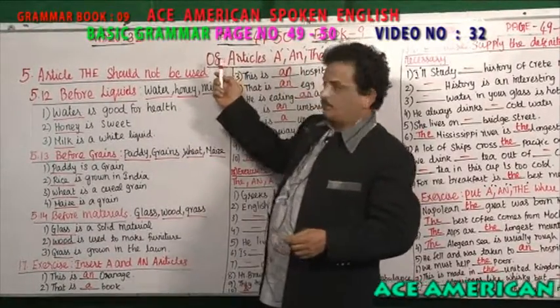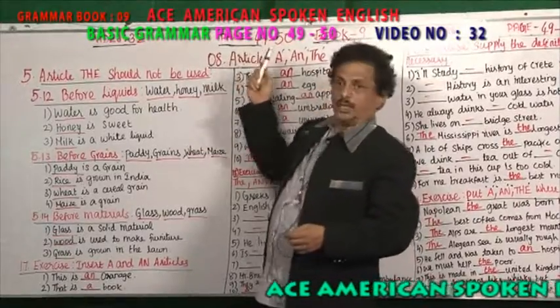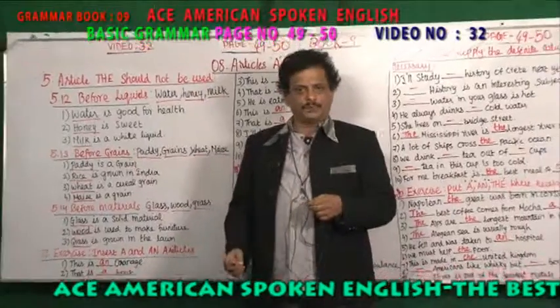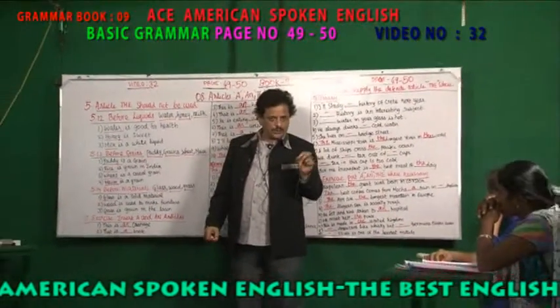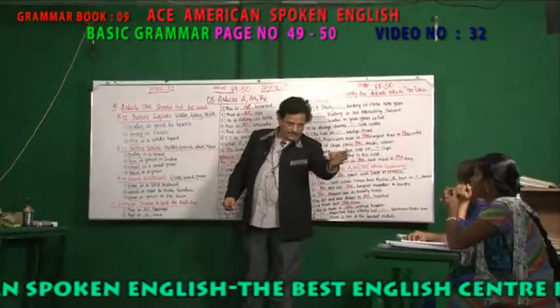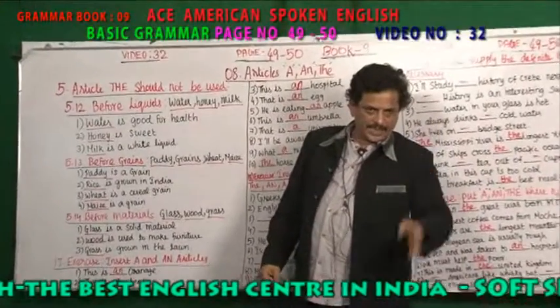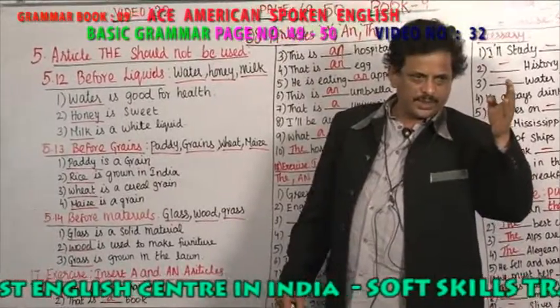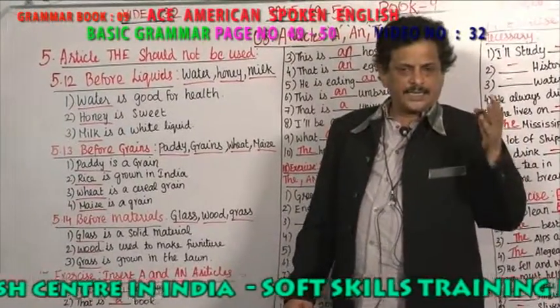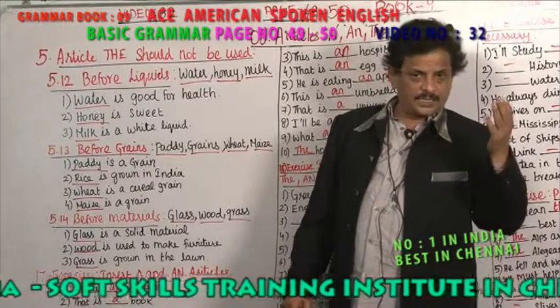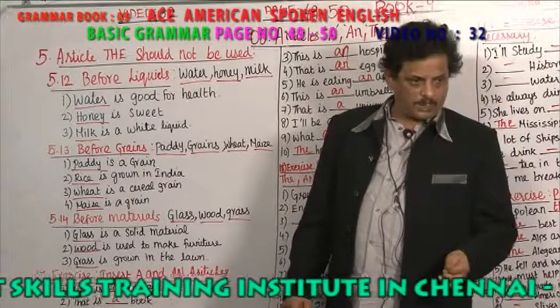Take your grammar book. We have come to page number 49 to 50, video number 30. Articles: where do you use articles? Articles are used with common nouns, collective nouns, and certain material nouns. Articles are not used with abstract nouns. Articles are not used with proper nouns.